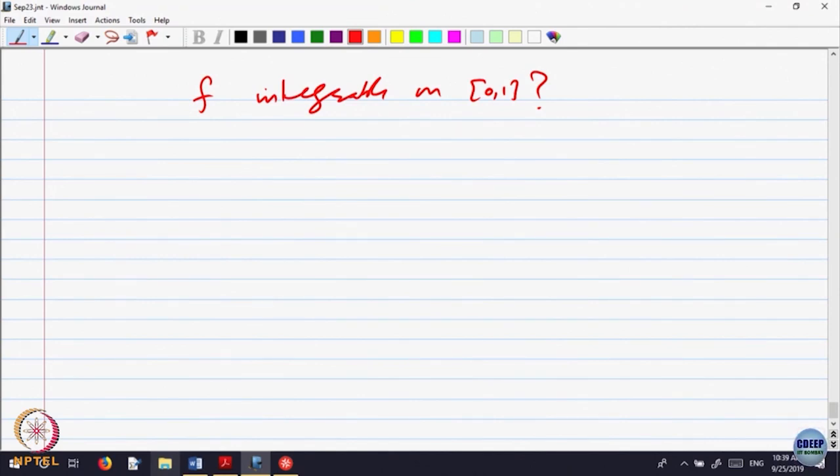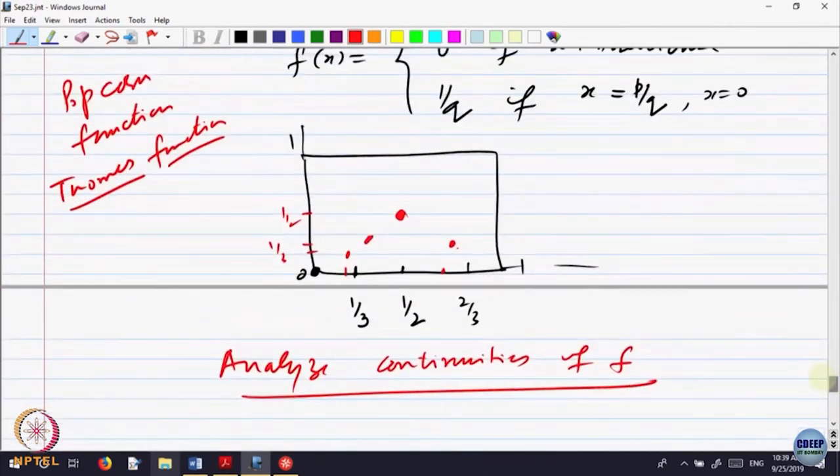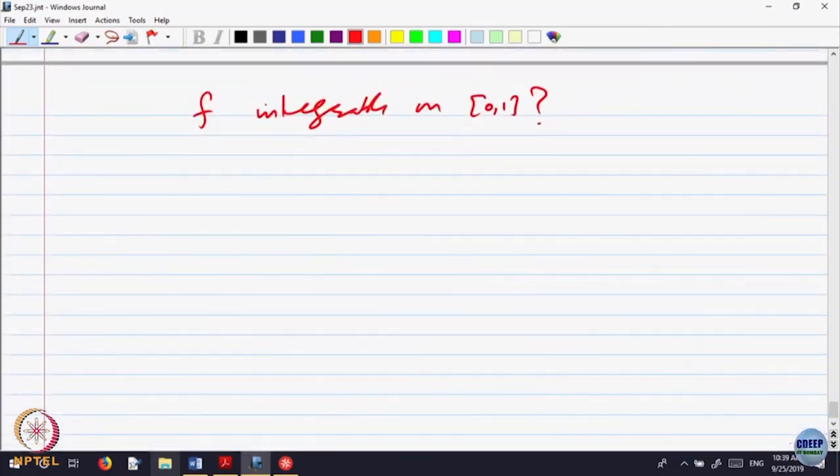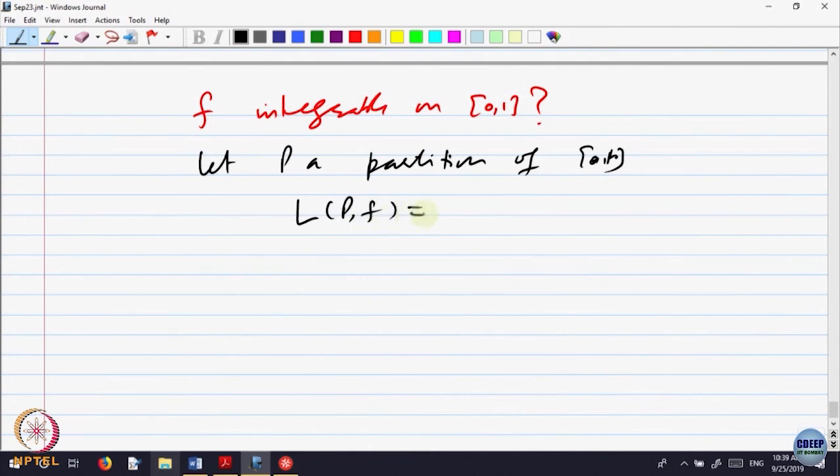Let us say integrable. Can I think of saying what is the area below the graph of the function? So, let us try to see. Let P be a partition of [a, b] = [0, 1]. If I want to show it is integrable, what should I try to do? I have to compute lower sums and upper sums, right? What is the lower sum? That will be 0, because every subinterval will have an irrational in it. So, it is 0 for every partition.